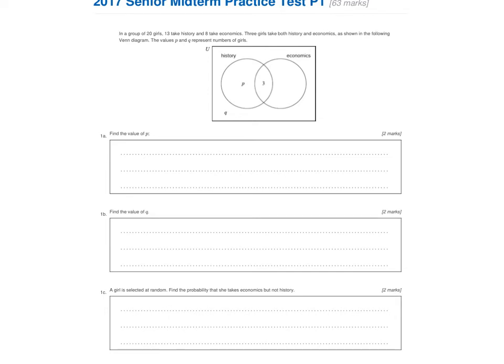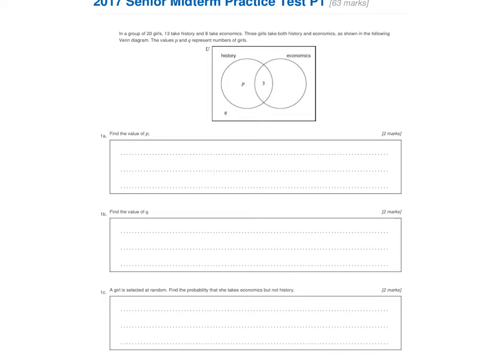Okay, in this question, they tell us that there are 20 girls, 13 of them take history and 8 are taking econ. 3 of them are taking both, which we can see right here in the middle. It says P and Q represent the number of girls. So first it says find P.